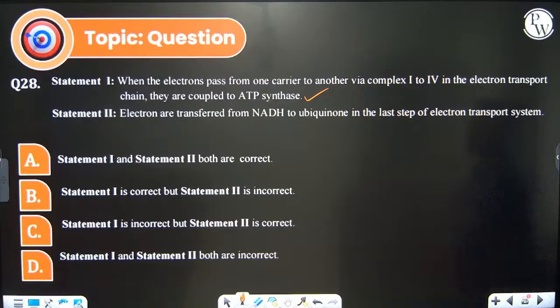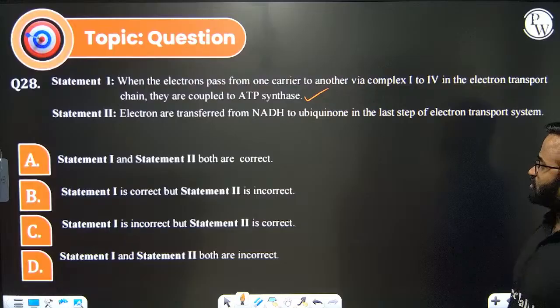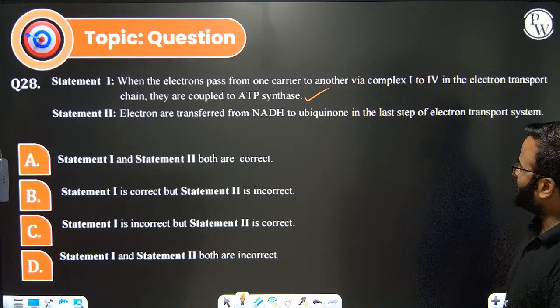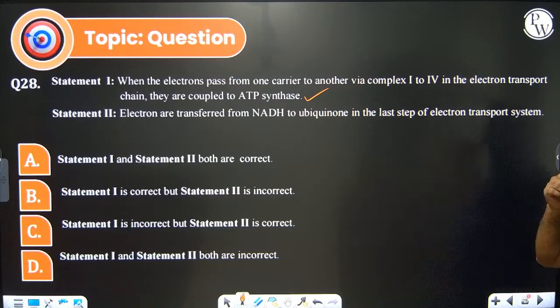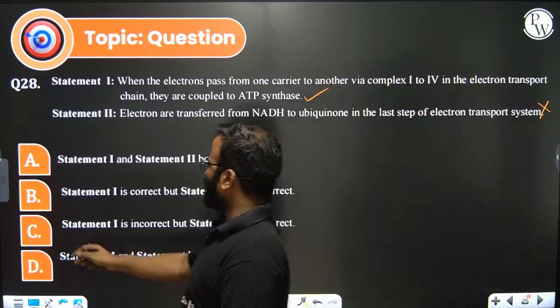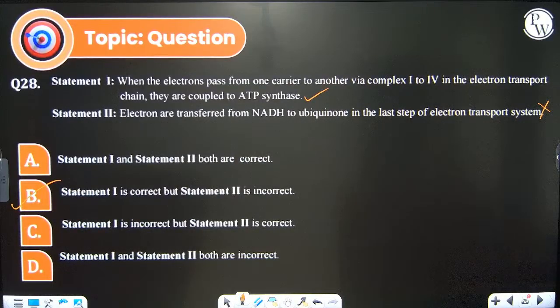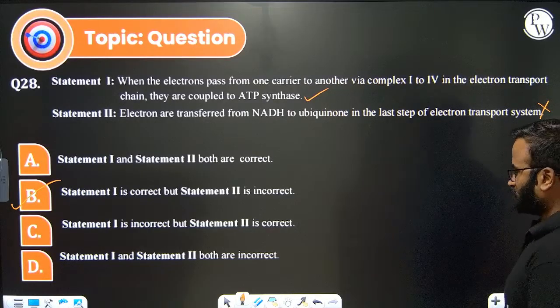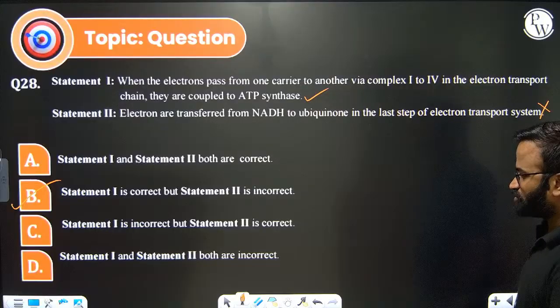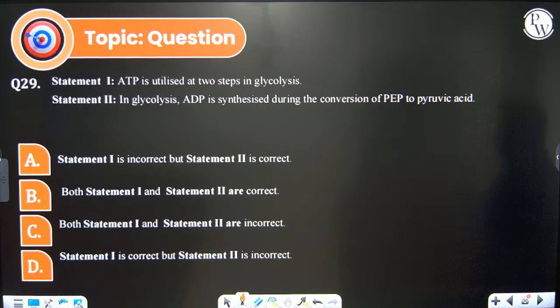Let's see statement 2. Electrons are transferred from NADH to ubiquinone in the last step of electron transport system. No, in the last step, ATP is synthesized. So I would go with B as our answer. Statement 1 is correct and statement 2 is incorrect. Clear, guys? Let's see the next question.